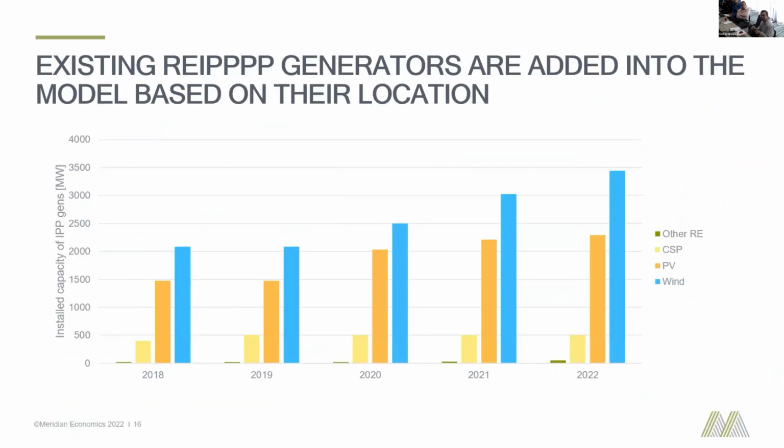In terms of capturing what generators come into the grid, we've taken the database of all the REIPPPP projects, risk mitigation as well, and that now becomes existing solar and wind data that gets fed into the model, and it gets assigned to the closest region in terms of where it is located.